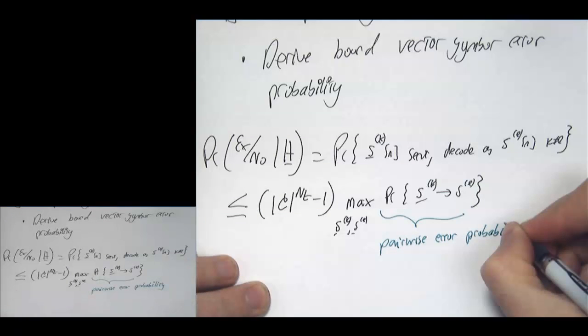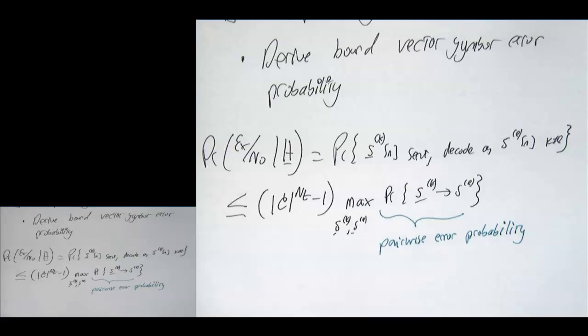I wrote this in a slightly different form when we did the error bound for the QAM type constellations, but effectively it was the same thing there. We ended up looking at the worst case possible error, and we found that the worst error occurred for the two symbols that were closest together, and those were separated by the minimum distance of the constellation, or dmin. Here we're going to have a somewhat similar result.